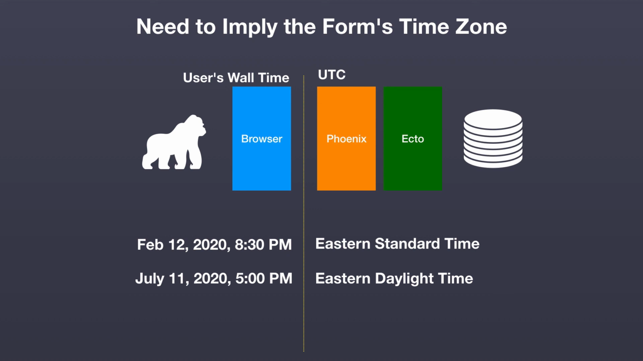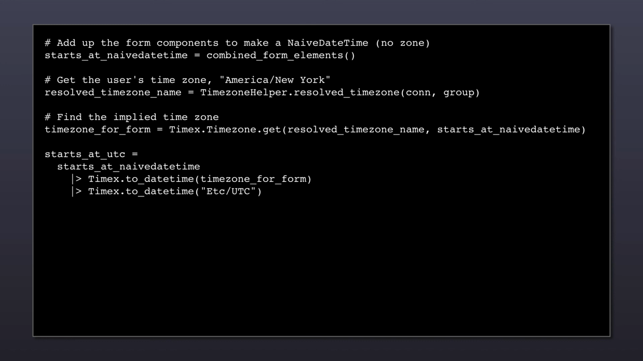So you have to do multiple conversions to figure out the ultimate storage type. And the way I do this here is I take all the form elements and combine them into an Elixir naive date time. So that's a date time that has no time zone. Then I figure out the resolved time zone name, which again is based off of that list: either the user's time zone, the group time zone, or UTC as a fallback.